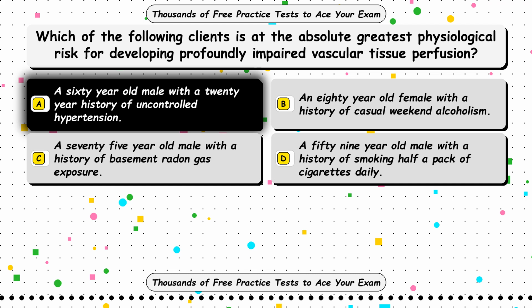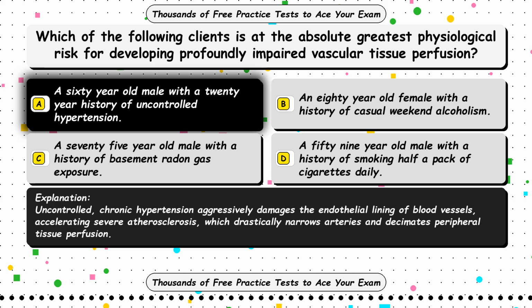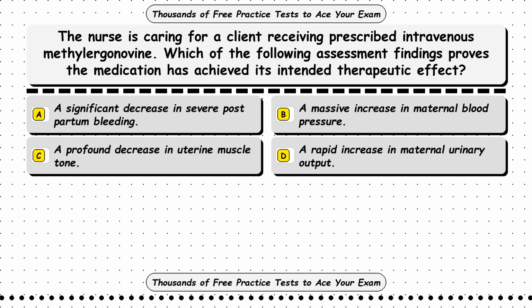The correct answer is option A. A 60-year-old male with a 20-year history of uncontrolled hypertension. Uncontrolled, chronic hypertension aggressively damages the endothelial lining of blood vessels, accelerating severe atherosclerosis, which drastically narrows arteries and decimates peripheral tissue perfusion.